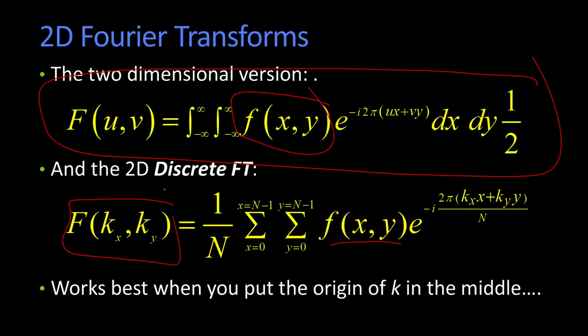And then we have f of kx, ky, those are the two different frequencies. The discrete frequency in x, the discrete frequency in y. And by the way, this works in the middle. If you put the origin of k in the middle, you want to put the 0 in the middle, so from minus n over 2 to plus n over 2.